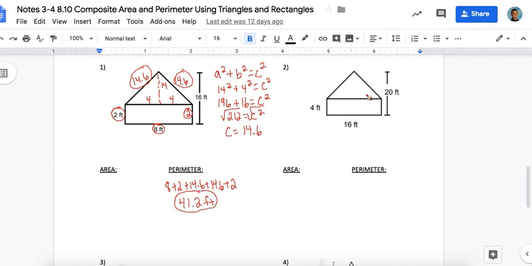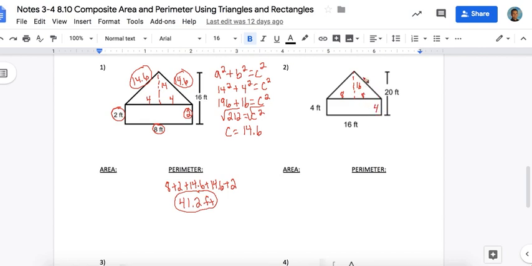Okay, let's look at number 2, and we'll go in and fill in what we already know. We already know that the height was 20 minus 4, which was 16. And because I split this in half, I know that if this is 16, this is also 16, so each side would be 8, because half of 16 is 8. So this is 8, and this is also 8. And because opposite sides are congruent, if this is 4, this is also 4.